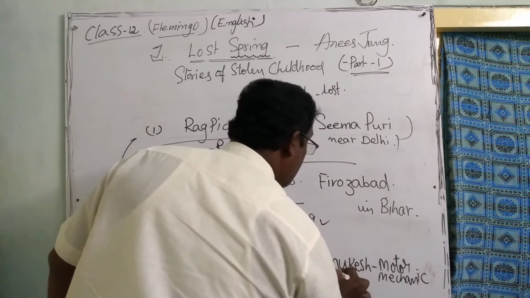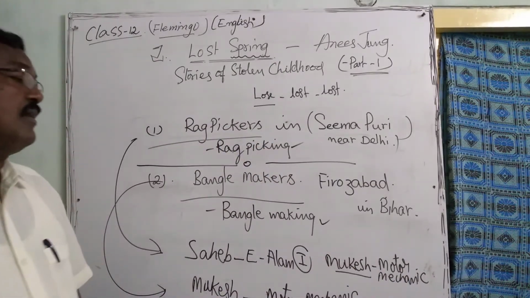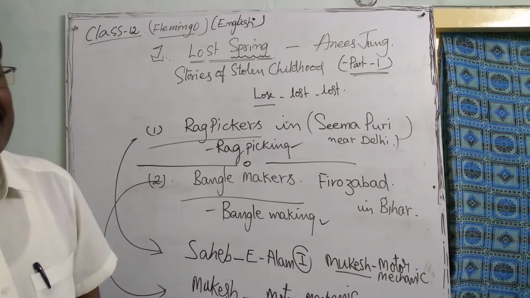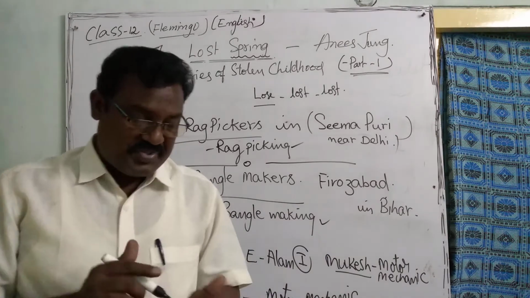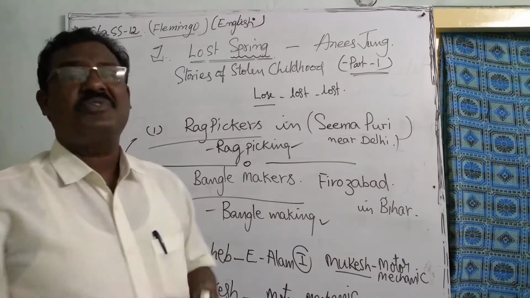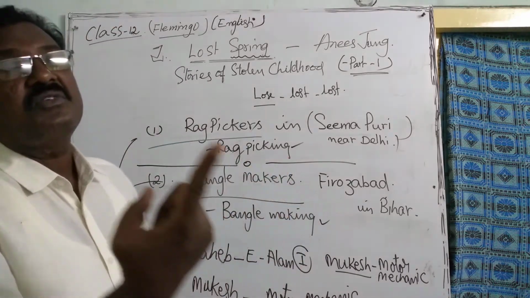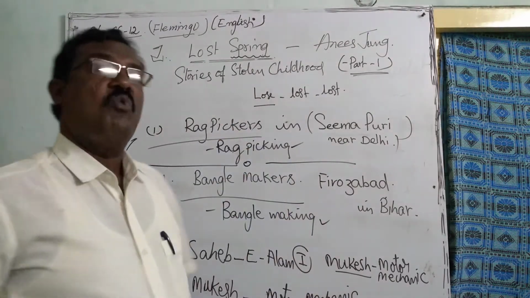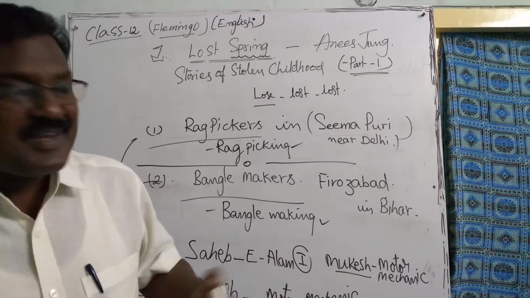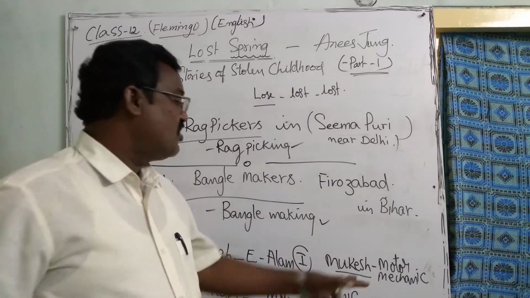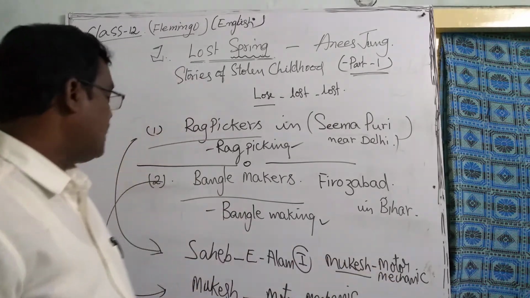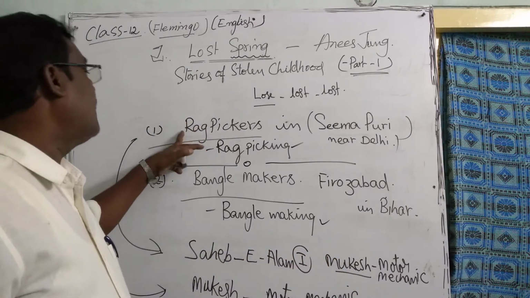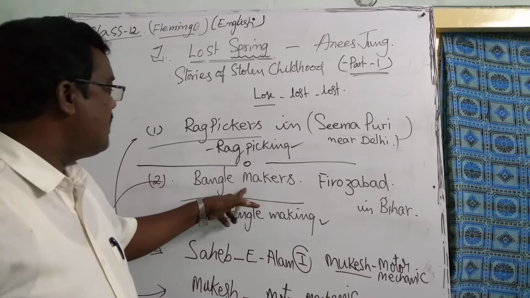Actually, he was born in the family of bangle making, but instead of bangle making, he wanted to become a motor mechanic. That means he wanted to change the profession by which they are not able to get even one full meal, not only one day, throughout the area. So far they have not eaten. Such a type of profession he wanted to change into motor mechanic. These are the two important characters of rag pickers and bangle makers.